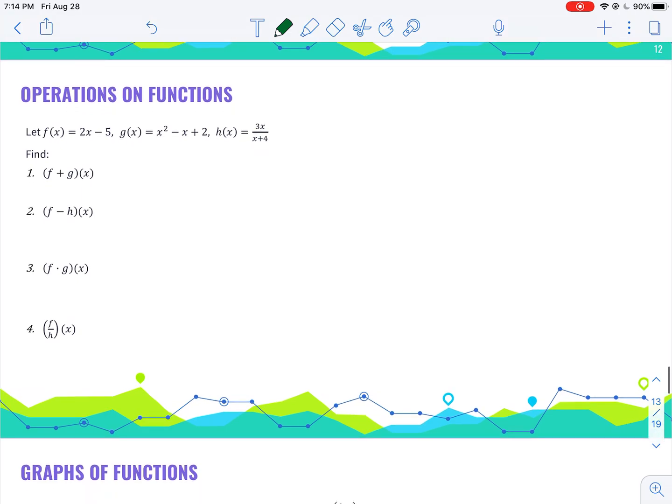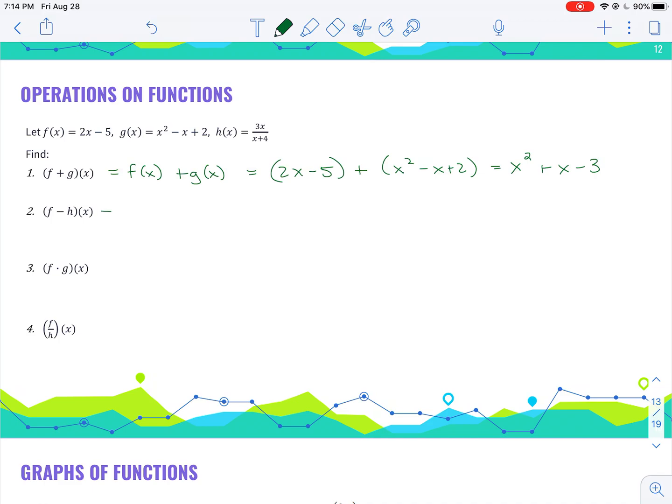Operations on functions, they're going to work exactly how you want them to. If you're going to take f plus g of x, all you're going to do is take f of x plus g of x. In this case, my f of x was 2x minus 5, and then we're going to add g of x, which is x squared minus x plus 2. All you're going to do is combine like terms. So this is going to be x squared plus x minus 3.